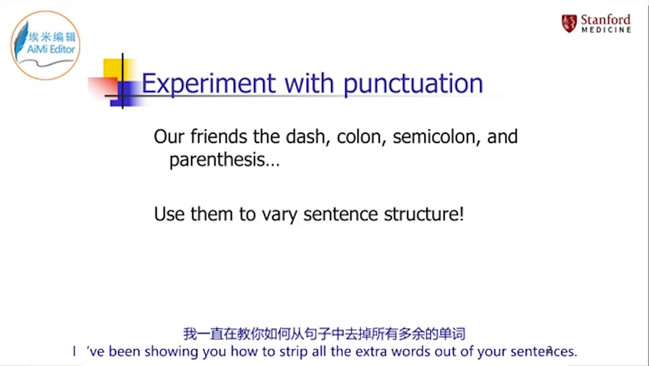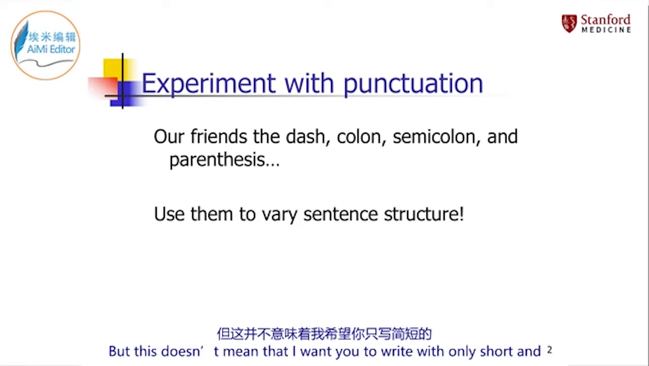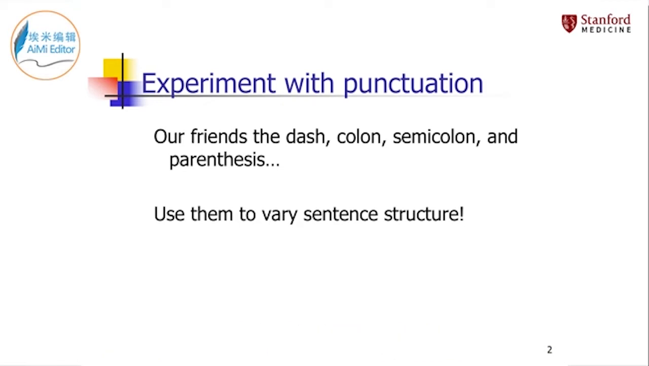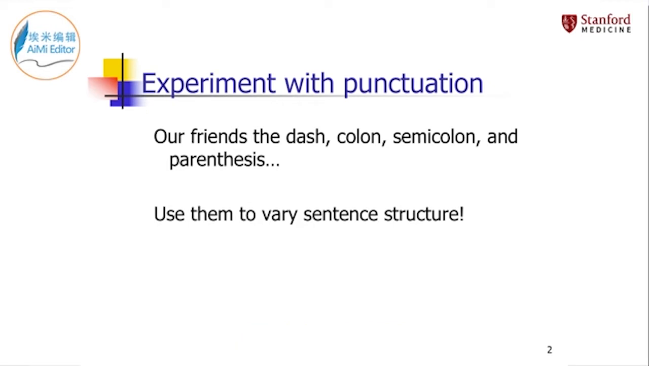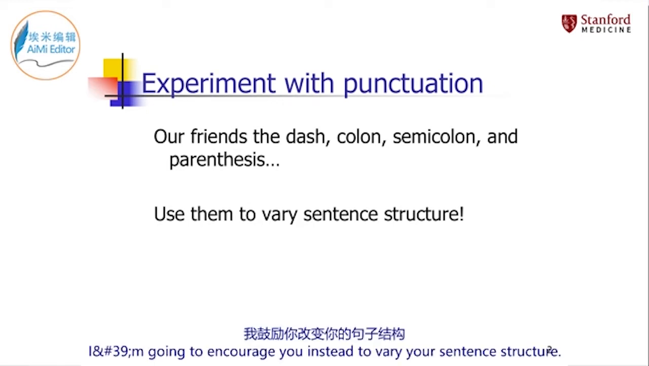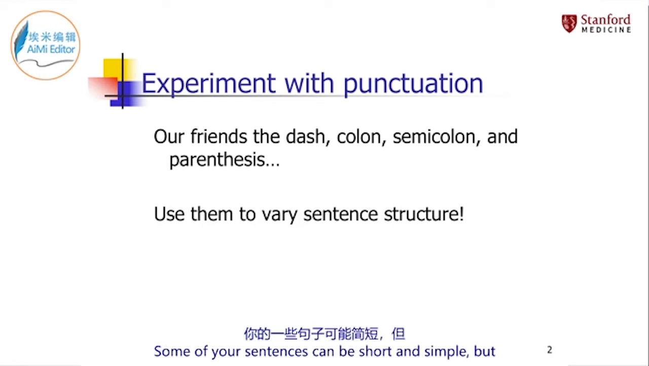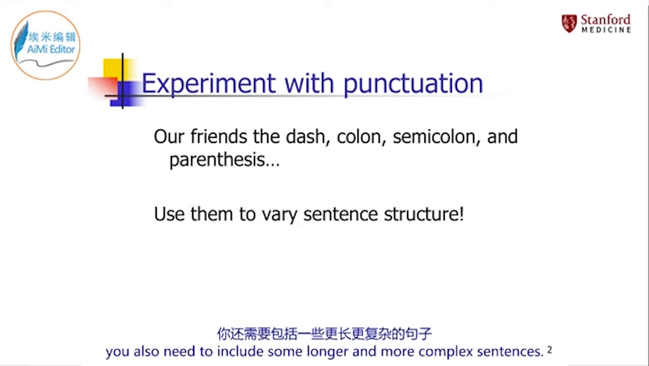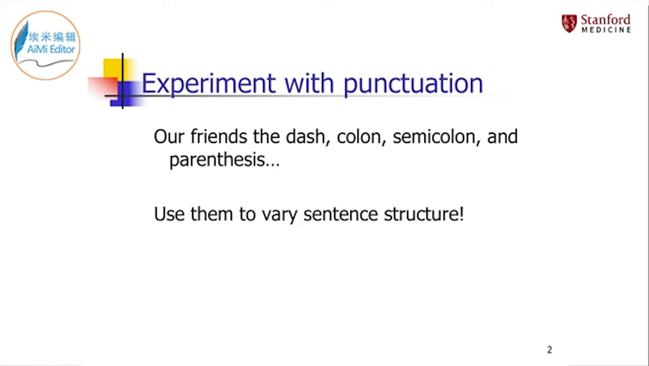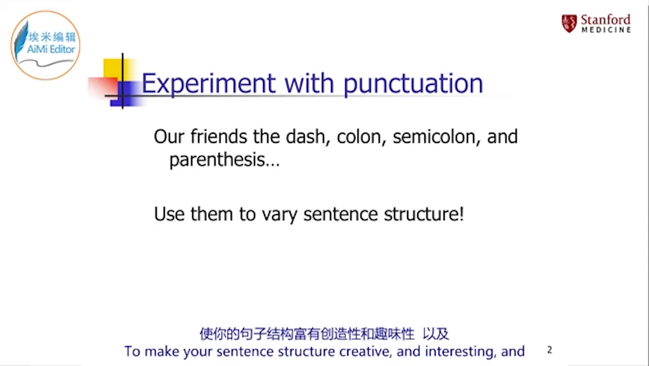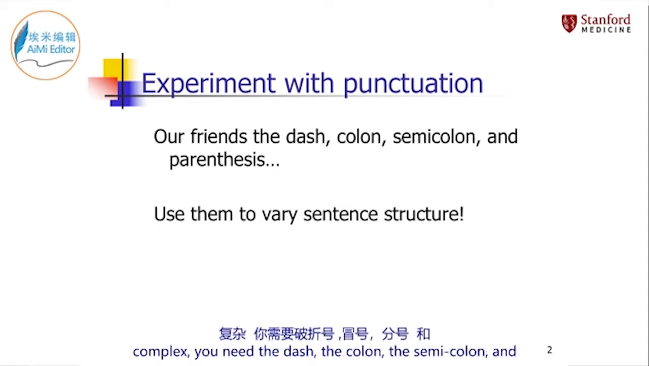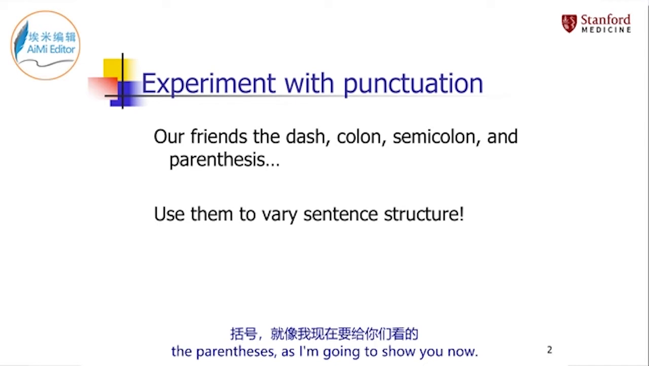In particular, they allow you to vary your sentence structure. Up until now, I've been showing you how to strip all the extra words out of your sentences. But this doesn't mean that I want you to write with only short and simple sentences. Prose that consists of only short and simple sentences is very monotonous, very boring. I'm going to encourage you instead to vary your sentence structure. Some of your sentences can be short and simple, but you also need to include some longer and more complex sentences. It's hard to vary your sentence structure if you are limited to just commas and periods. To make your sentence structure creative and interesting and complex, you need the dash, the colon, the semicolon, and the parentheses, as I'm going to show you now.